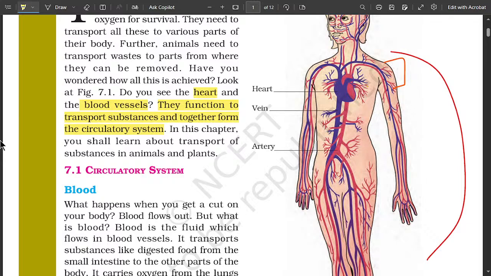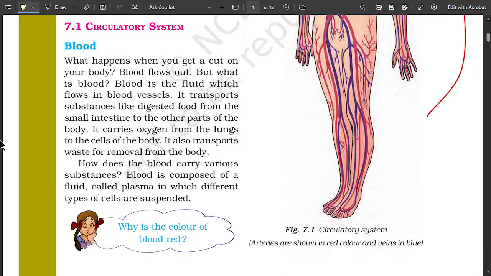Then comes the circulatory system, blood. This is the type of NCERT that teaches by being inquisitive, that is, it asks questions and then provides answers. So what happens when you get a cut on your body? Whenever anyone develops a cut on their body, blood flows out. But the simple question is, what is blood?